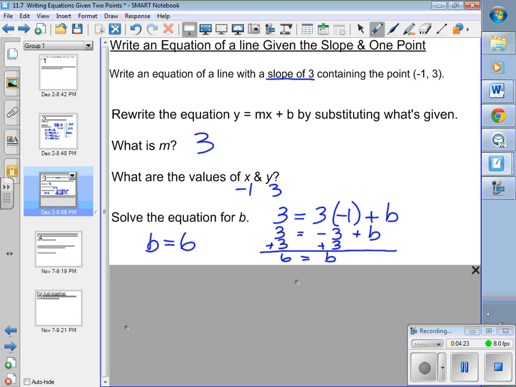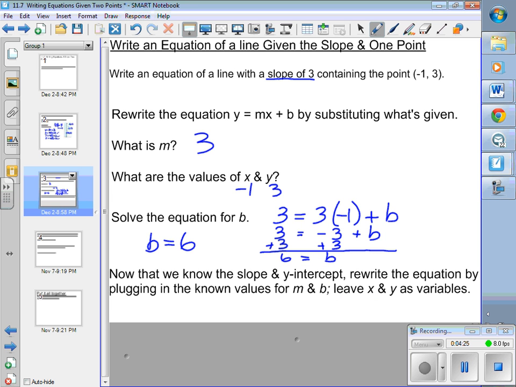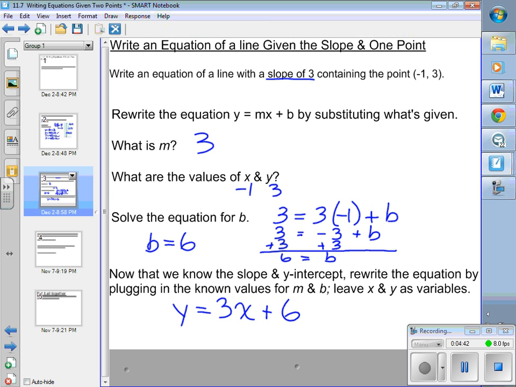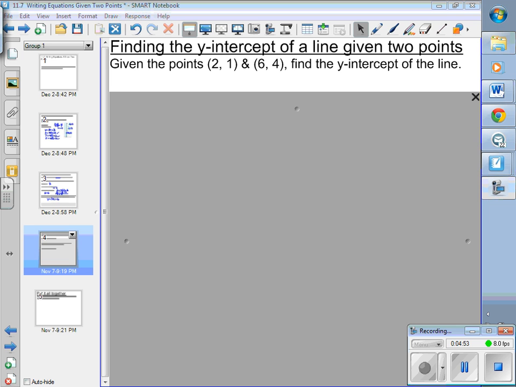Now that we know the slope and y-intercept, we rewrite the equation by plugging in the known values for m and b and leave x and y as variables. So we say y equals, slope m is 3, x plus 6. Again, you're encouraged, if you need to, pause it and go back and look through this, because I did go kind of fast.